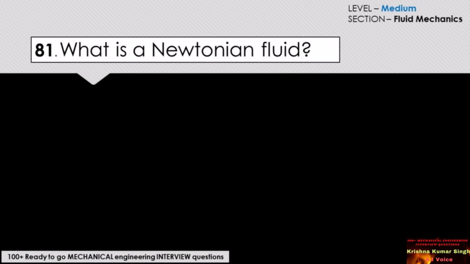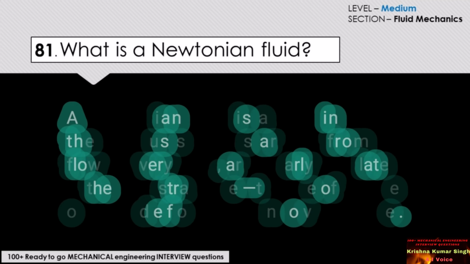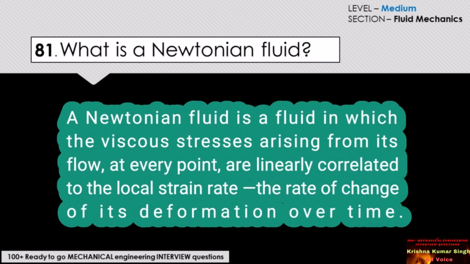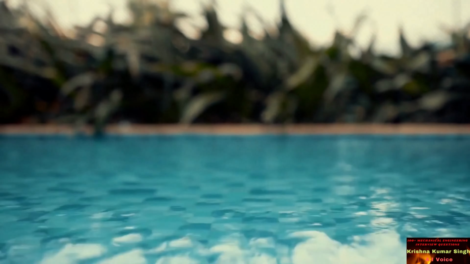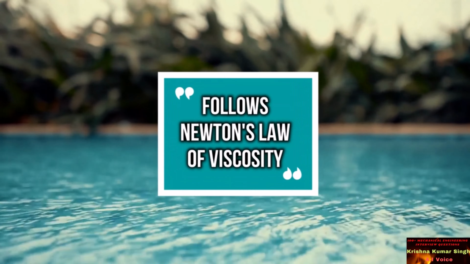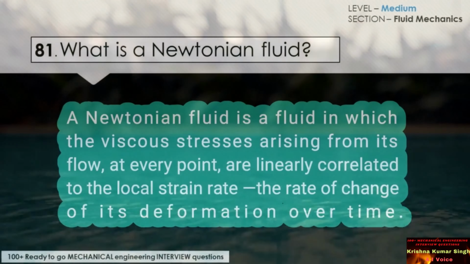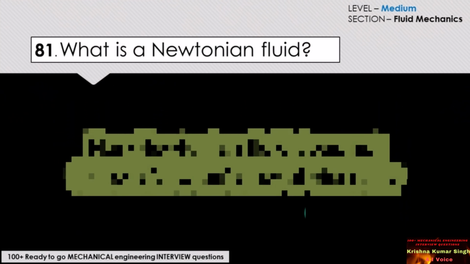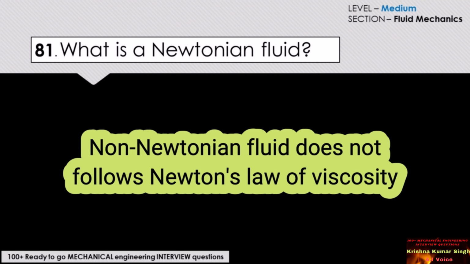What is a Newtonian fluid? A Newtonian fluid is a fluid in which the viscous stresses arising from its flow at every point are linearly correlated to the local strain rate, that is, the rate of change of its deformation over time. So basically, we can say a Newtonian fluid follows Newton's law of viscosity, whereas a non-Newtonian fluid is quite spectacular.